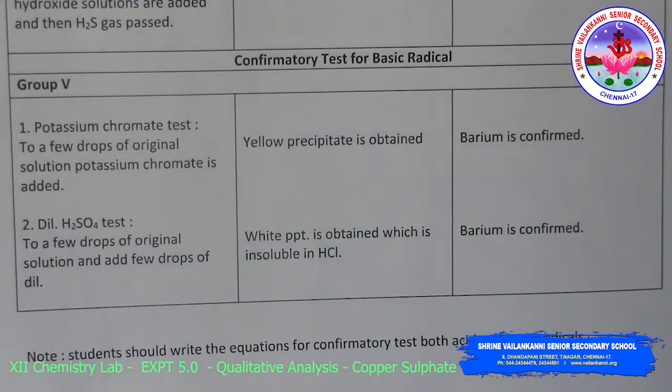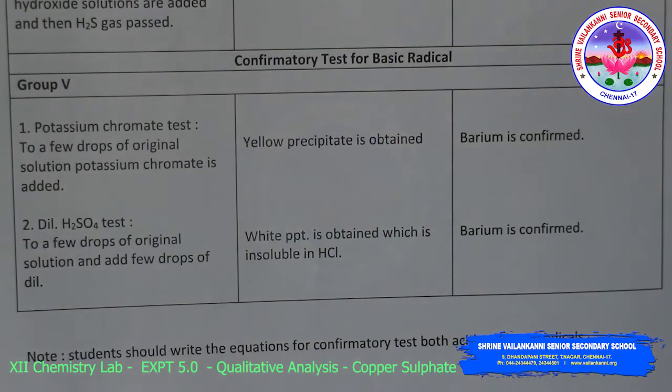Then the confirmation test for the basic radical. Because I gave barium chloride, group 5, barium, is present. In the potassium chromate test, a few drops of original solution with potassium chromate give a yellow precipitate, so barium is confirmed. In the dilute sulfuric acid test, the original solution with dilute sulfuric acid gives a white precipitate insoluble in HCl, which means barium is confirmed. Okay, so this is the systematic way to write the procedure.